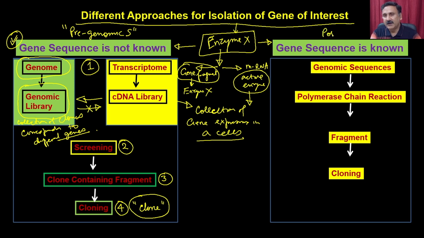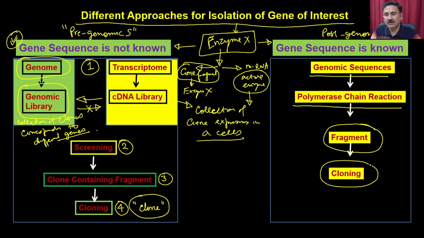After the post-genomic era, when people know the genomic sequences, it is very easy, because you know the genomic sequences, and you can use a technique called polymerase chain reaction. That is going to give you the amplified gene product, which you can clone into a suitable vector, and that can be used further in the overexpression and purification steps. So first we'll discuss approach number one, where the genomic sequence is not known, and then we are going to discuss the approach where the gene sequence is known.